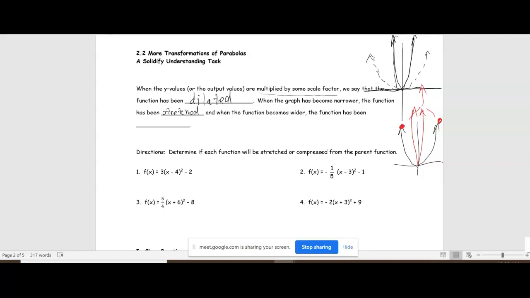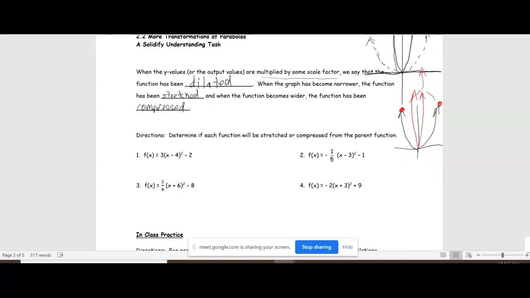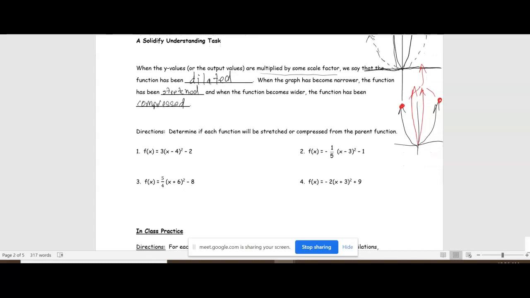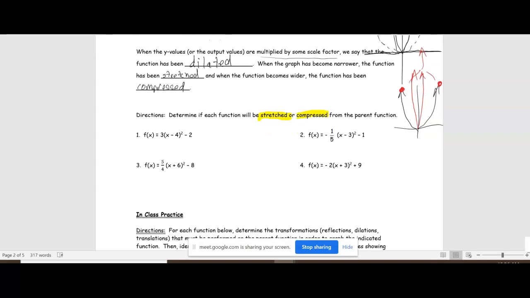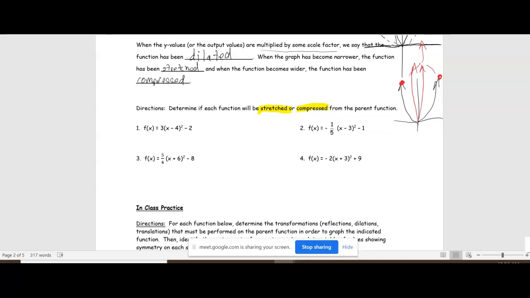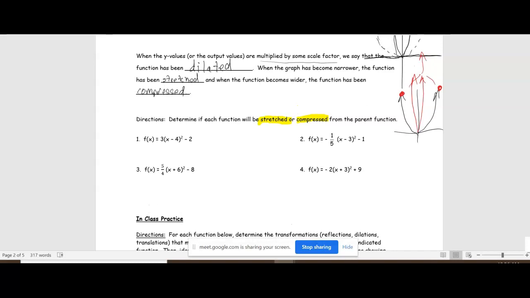All right. When the function becomes wider, again, it's kind of the opposite of what you would think. We would actually call this compressed. When it gets wider, we've compressed it, which is, again, kind of the opposite of what we talked about before. But those are the official math things. So that's what we're talking about here. Stretched or compressed from the parent function. That's all you're going to tell me right now. So just get used to this vocabulary and write this down.